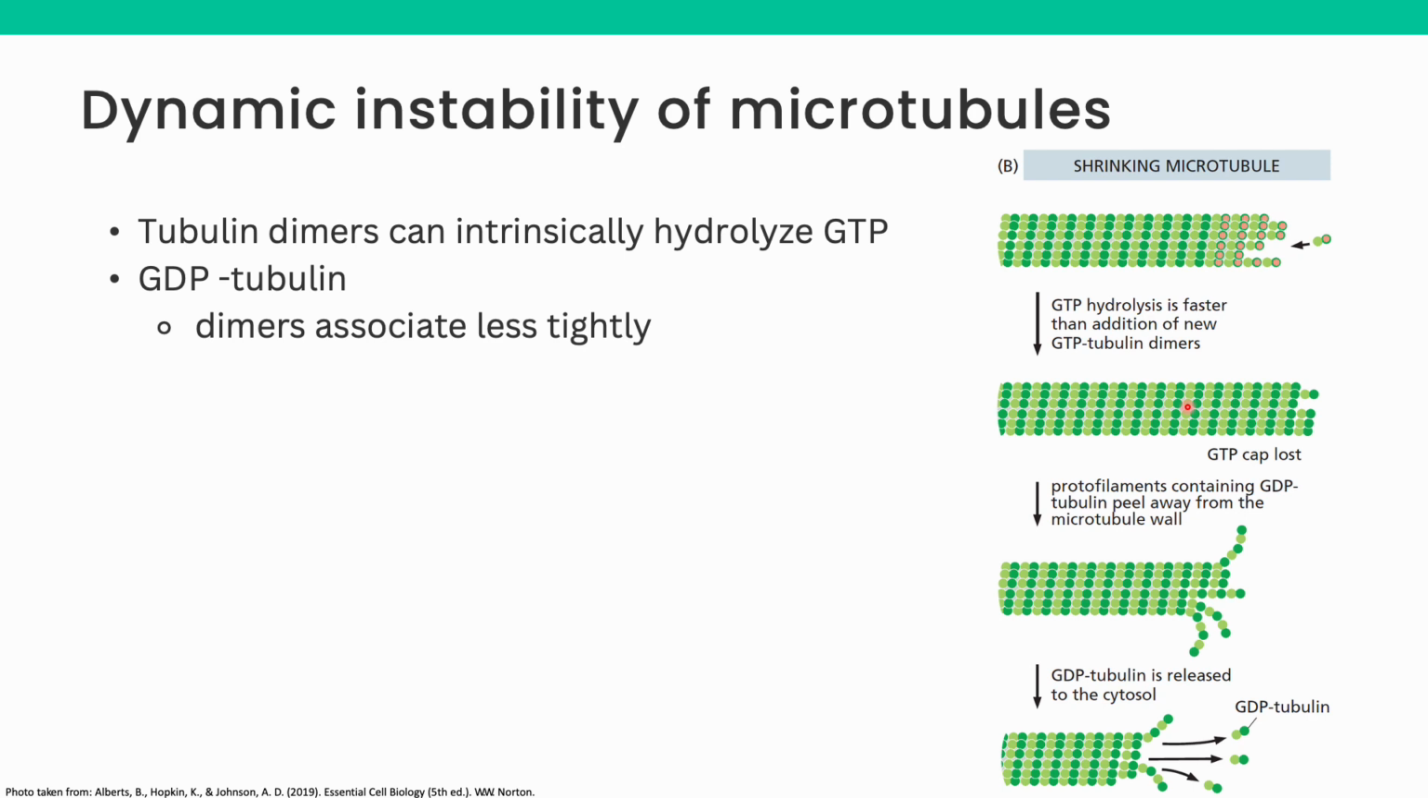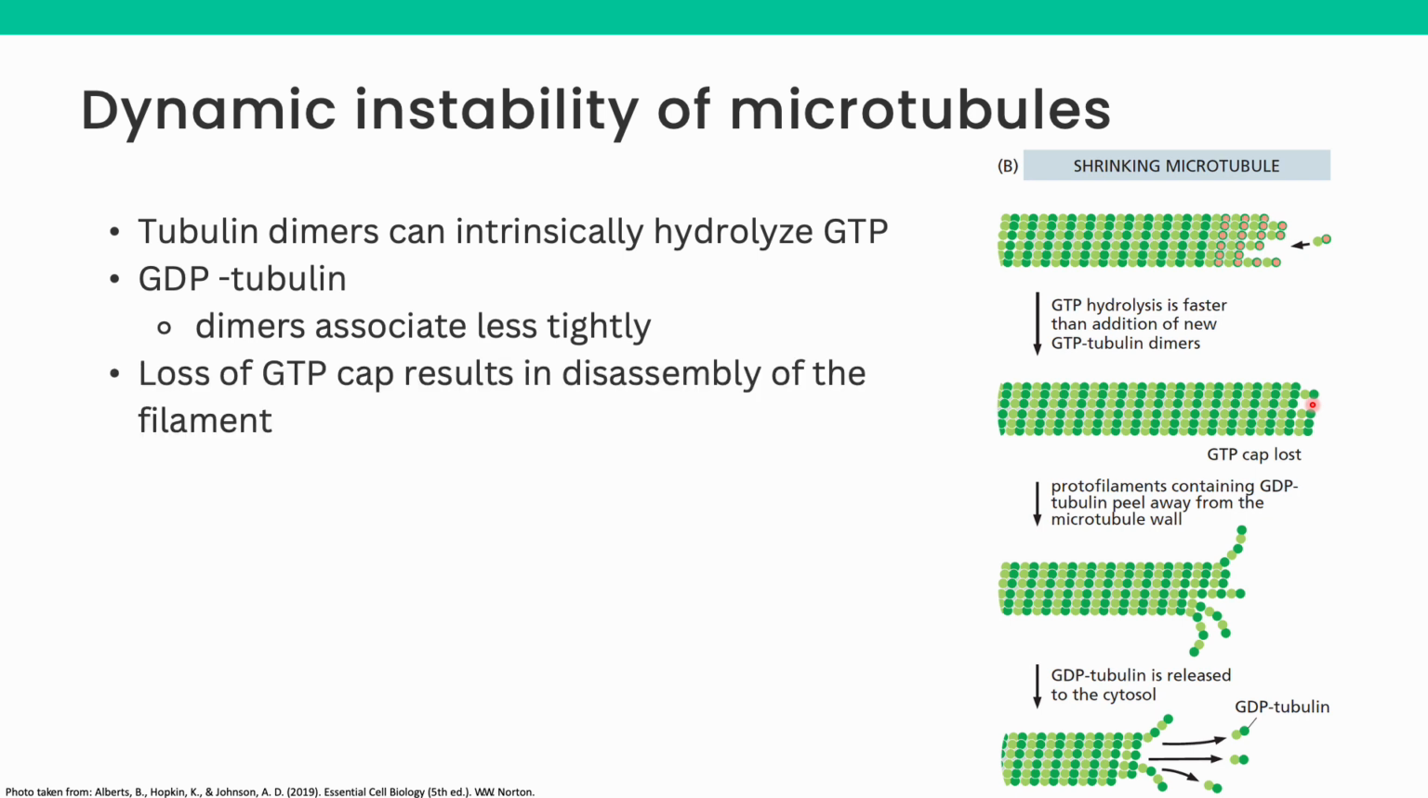This means that once the GTP has been replaced by GDP, the microtubule starts to become destabilized. And if there are not enough new or free-floating tubulin dimers with GTP, soon the GTP cap becomes lost in the microtubule. And this loss results in the disassembly of the filament. So this is what we can see here. The disassembly starts from the top of the microtubule and slowly makes its way down until it reaches the centrosome, at which point a new microtubule can begin its growth.